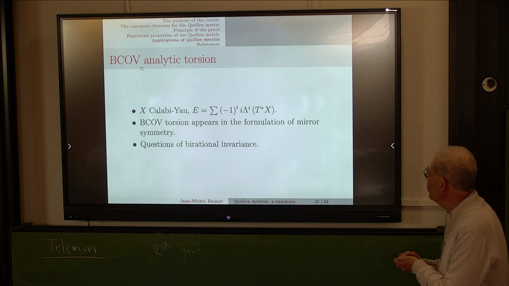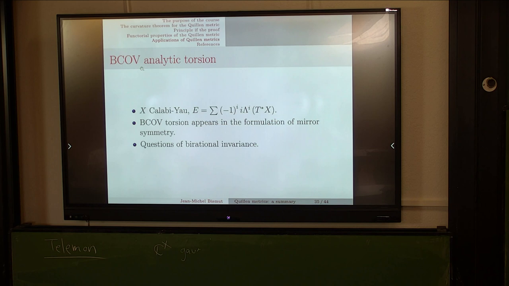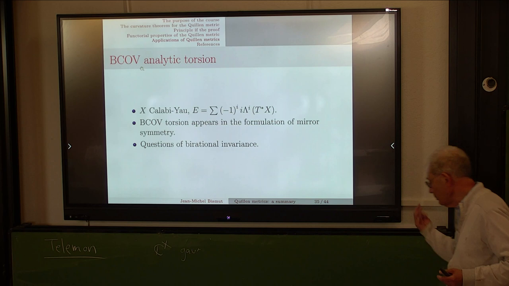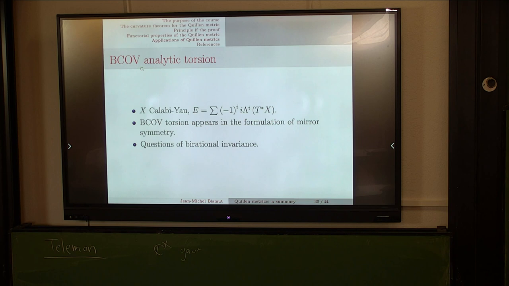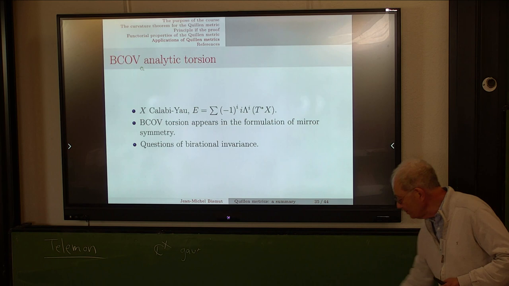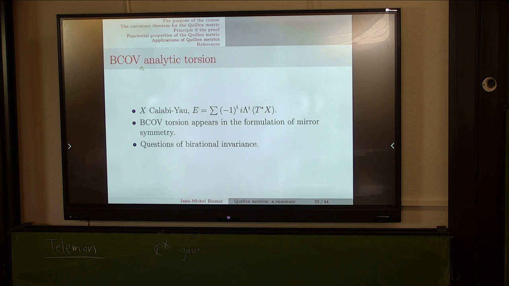Okay, so I listed here some applications. More generally, every time that you have a moduli space, in some sense, I would say the typical example of Calabi-Yau, but not only, by computing analytic torsion of the fiber, you produce a function on the moduli space, and this function detects certain invariants of the moduli space, in particular, in certain cases, modular forms.